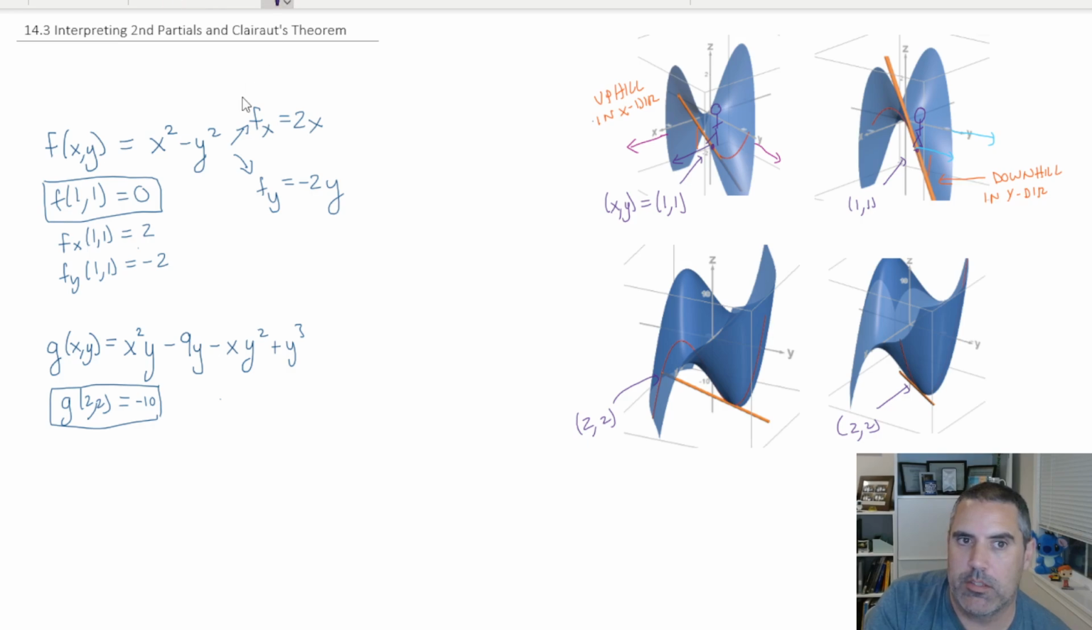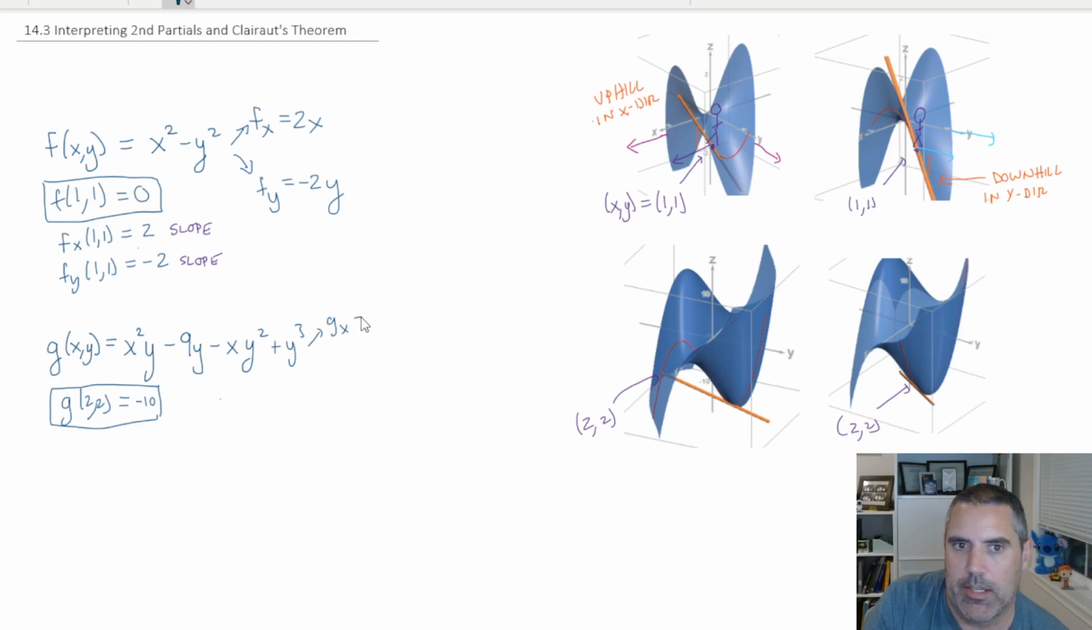And that tells me the slopes. So this is the slope in the x direction. It's uphill with a slope of 2. And this is also a slope. In the y direction, it's downward, it's negative 2. That's what those numbers mean. So let's do the same thing for this one. Most students get that eventually.